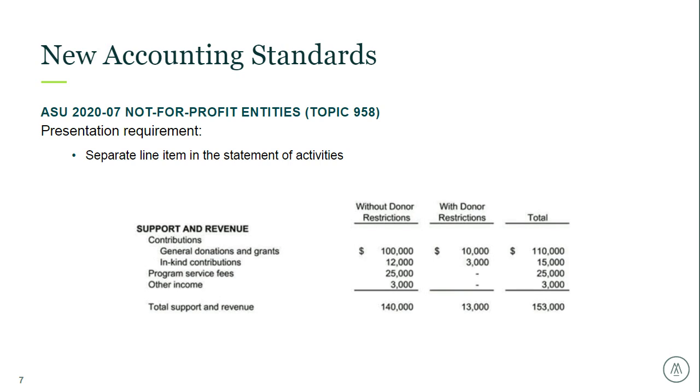So there is a new requirement for separate line item disclosure in the statement of activities. And you can see on the slide here that in-kind contributions, that $12,000 line item for without donor restrictions, $3,000 with donor restrictions, for a total of $15,000. Sometimes with certain nonprofits in the past, this has been lumped together in contributions, but the FASB wanted to make the financial reporting more transparent of contributed non-financial assets, so they are requiring that this be broken out. So this is the display on the statement of activities.